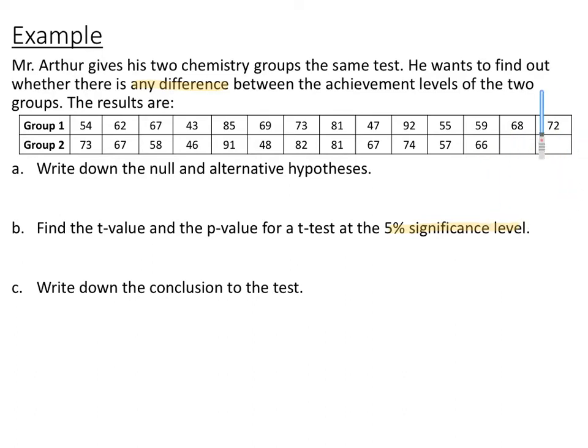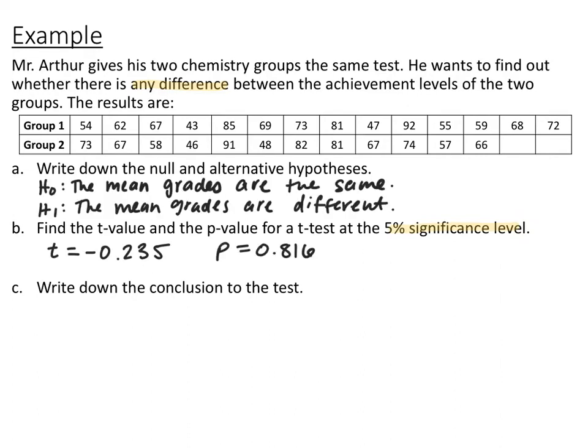Notice that the two groups don't have the same number of data points. That's okay. For t-tests, you don't have to have equal length lists. So given this data, go ahead and do your t-test. So write down the null and alternative hypothesis, use your graphing calculator to find the t and the p-values, and then given a 5% significance level, decide on whether or not there's a significant difference.